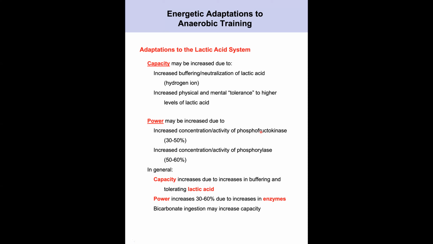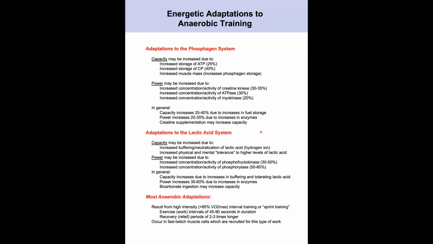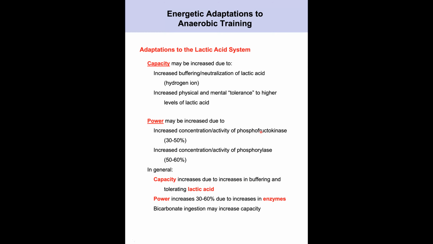Power, again, enzyme-based, two enzymes: phosphofructokinase and phosphorylase. Phosphofructokinase is the rate limiting enzyme, phosphorylase starts glycolysis, and you can increase your power 30 to 60% from enzyme activation. So that's pretty significant. And bicarbonate ingestion can increase your capacity. Bicarbonates buffer out lactic acid.